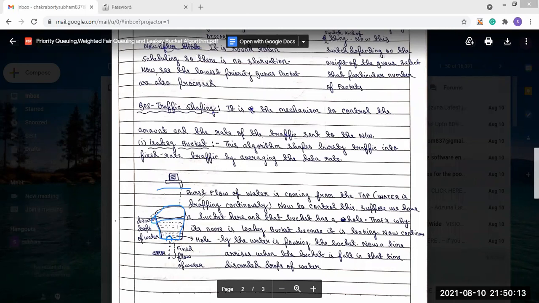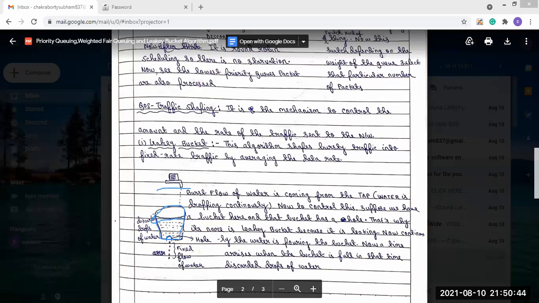Now to control this, suppose we have a bucket below, and that bucket has a hole in the bottom. That's why it is named a leaky bucket, because the bucket has a leak. Now continuously the water is pouring into the bucket because the tap is open. So the water will be pouring into this bucket continuously.